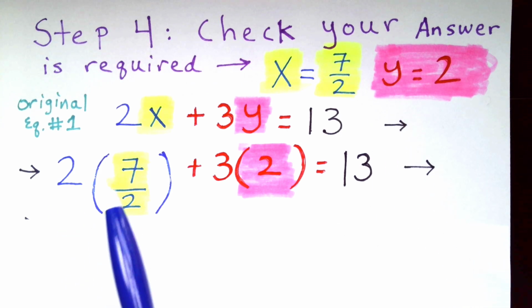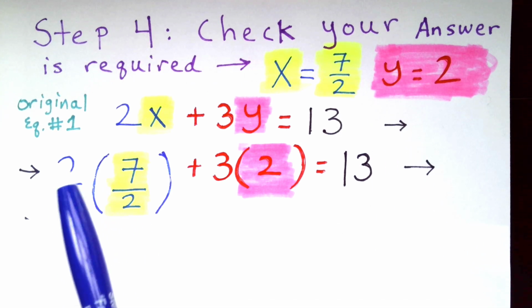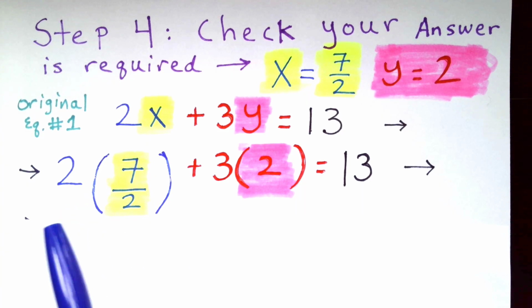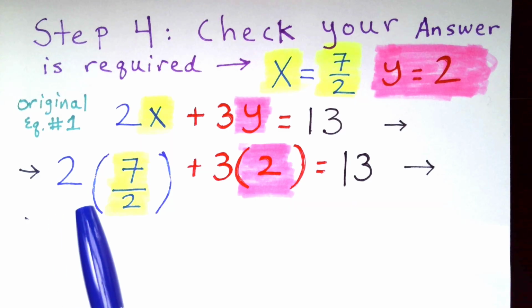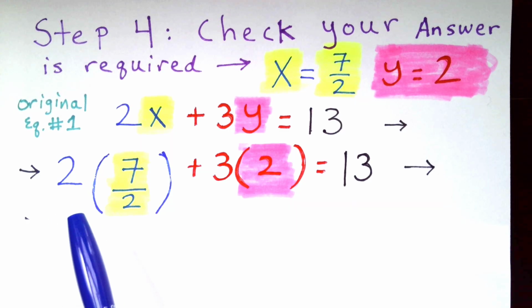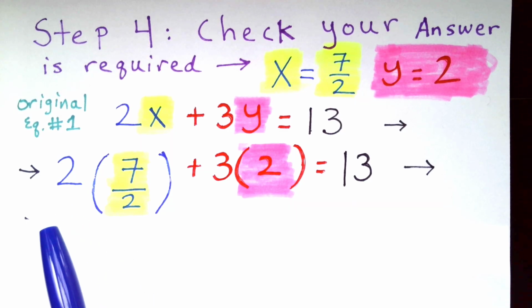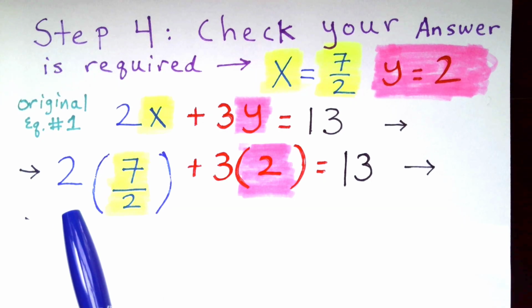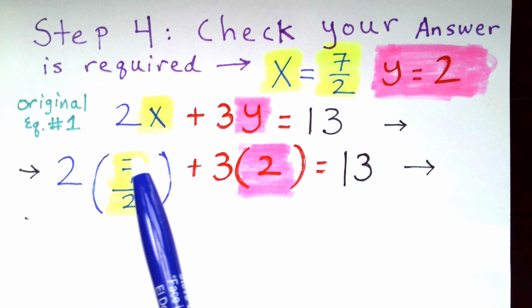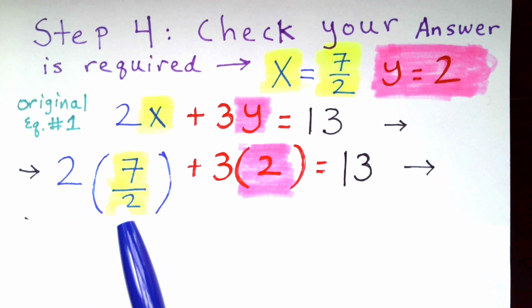So we have a fraction. We multiply fractions. It's top to top, bottom to bottom. There's an invisible 1 underneath that 2. If you haven't seen my videos on invisible 1, check it out. It clarifies a lot of things that are confusing in mathematics. So 2 times 7 is 14, 1 times 2 is 2, plus 3 times 2 is 6, equals 13.